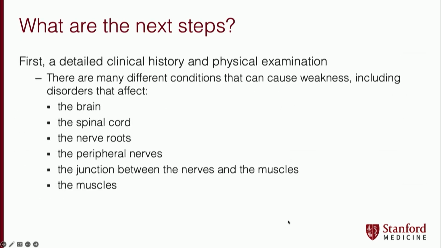So what are the next steps? This has been covered a few times today. The first thing is that we'll do a detailed history and physical examination. Although that seems very mundane, it's the best way that we have as neurologists to localize a lesion among all these different areas of the nervous system that can cause weakness. Weakness can come from the brain, the spinal cord, the nerve roots as they exit the spinal cord, the peripheral nerves, the junction between the nerves and the muscles, or the muscles themselves. For the purpose of this talk, we'll focus on conditions that affect the muscles themselves, and that are immune-mediated.